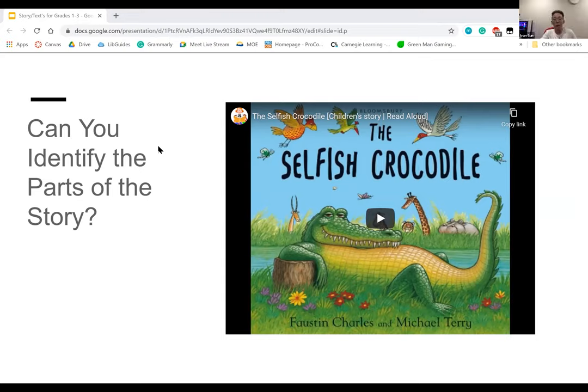So you're right, but do you want to identify where the falling action would begin or where it is? Just to give you a hint, it's in between the rat going into the mouth and the crocodile happily staying with the friends in the river.